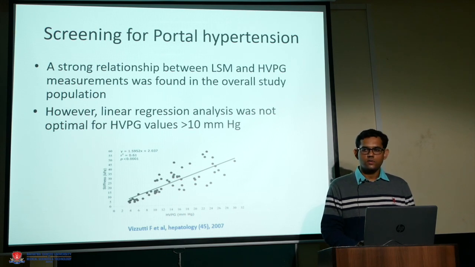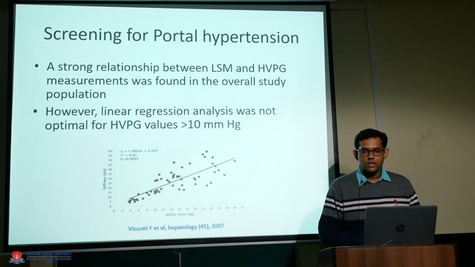Also, transient elastography is used for screening of portal hypertension. A strong relationship exists between liver stiffness measurement and HVPG, that is, hepatic venous pressure gradient.